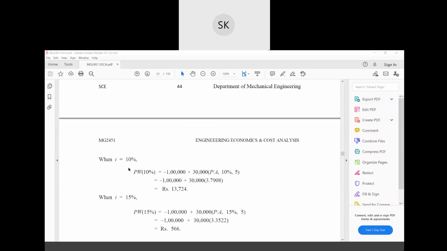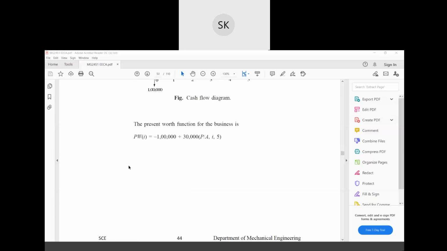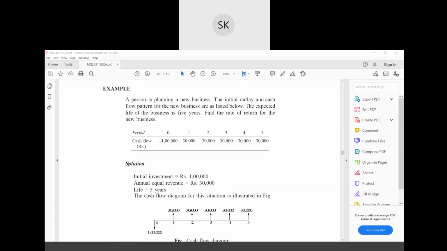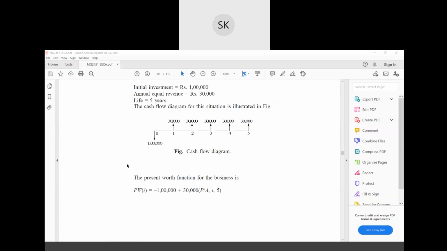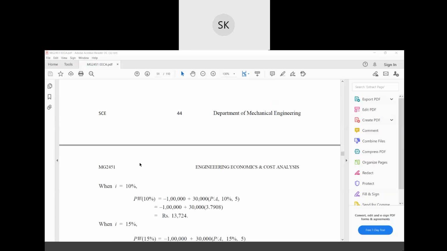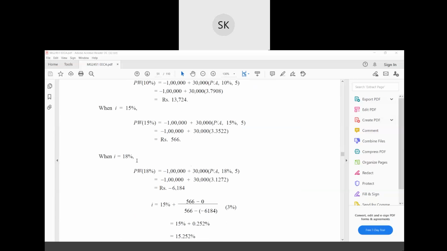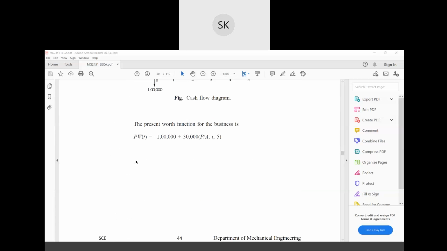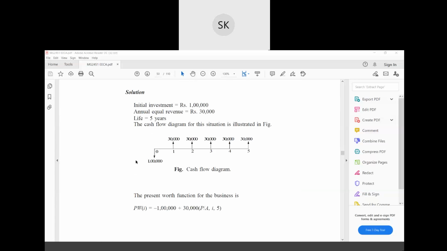So at interest rate 10%, you can consider. Just give me an example. Suppose they have considered 10, 15, 18. Why have they considered 10, 15, and 18?